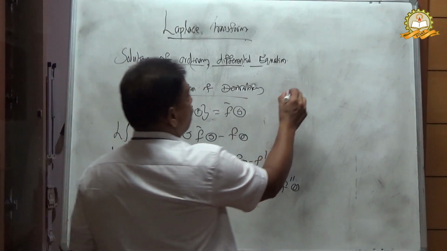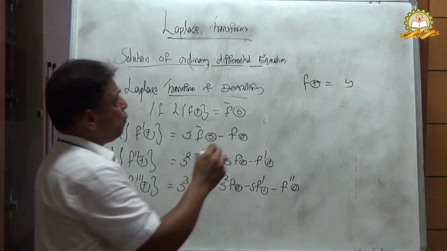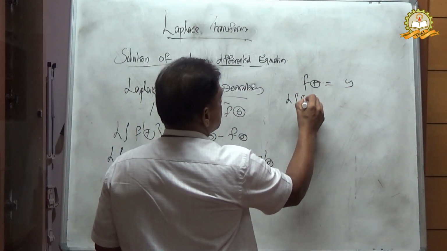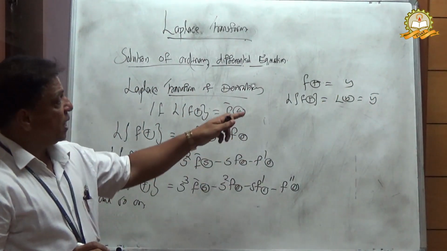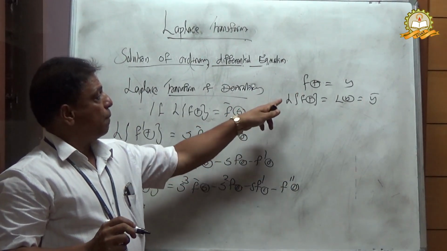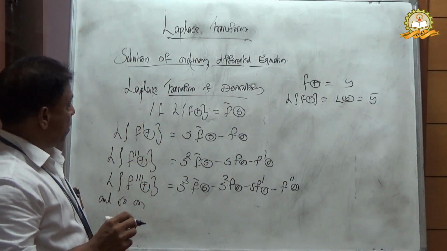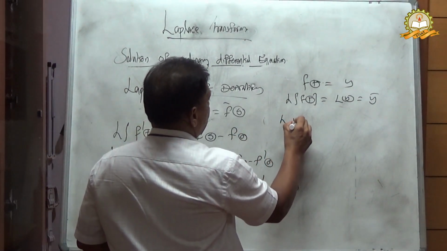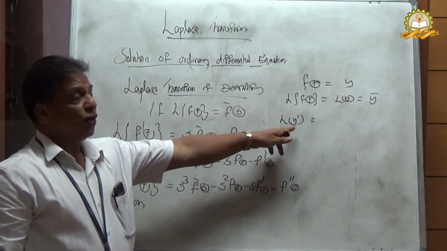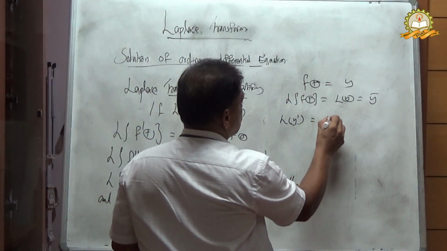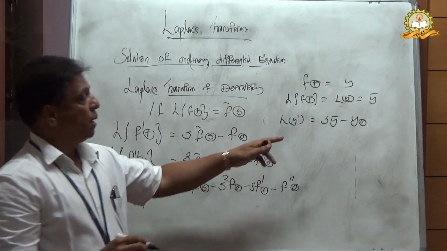Here we take f of t equal to y. Then L of f of t is equal to L of y, and L of y is denoted as y bar. Then the formula will change as L of y dash, that is the derivative of the function y, is equal to s into y bar minus y0.